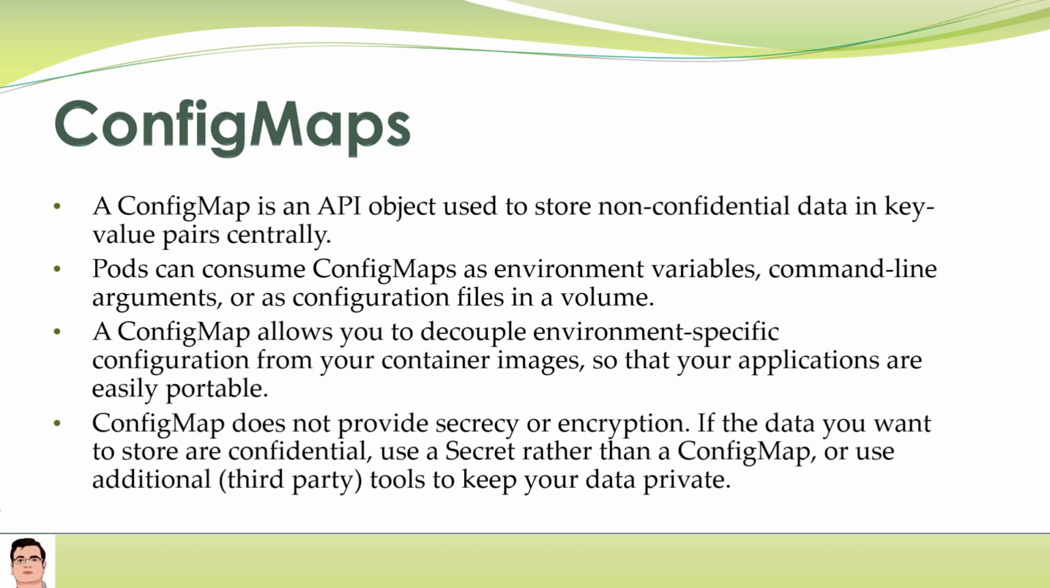The variable configurations that you place centrally are referred to by the objects, so you don't need to change the object manifest. You have to do a modification in the environment variables to reflect those changes. Pods can consume config map as environment variables, as I already mentioned, as command line arguments, or as a configuration map as a volume. So you can store it in a particular location.